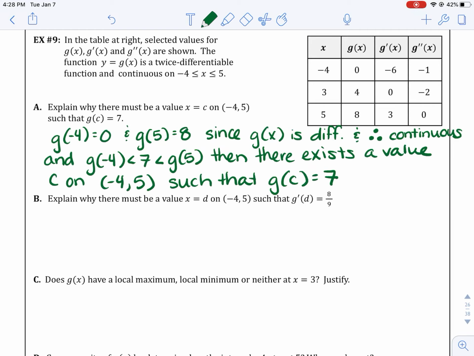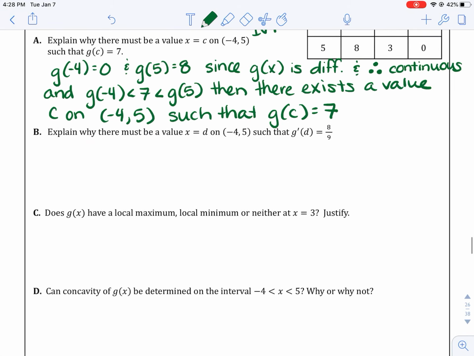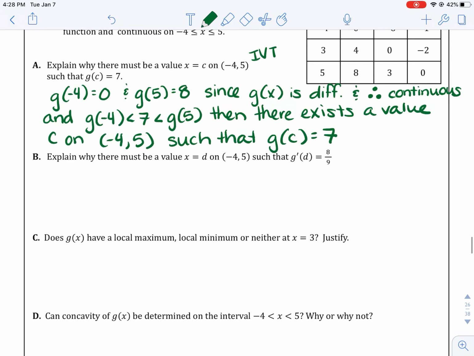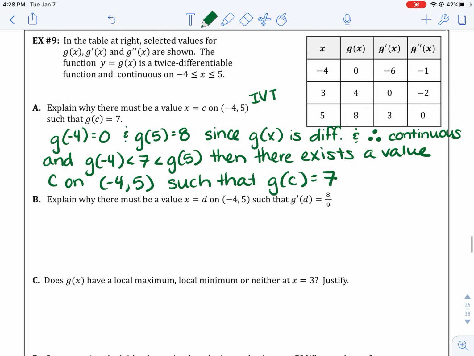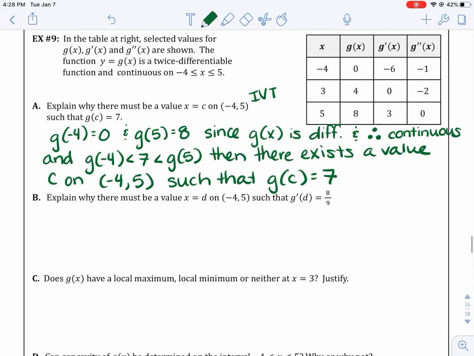So we used our intermediate value theorem, our IVT, here. And we needed continuity, and we were given differentiability, so we needed to state that since it gave us differentiability, therefore it's continuous. All right, explain why there must be a value D such that the derivative of D is 8/9. So I'm seeing, okay, there must be a value. It's probably one of my VTs. Talking about the derivative, so I'm going to use the mean value theorem.